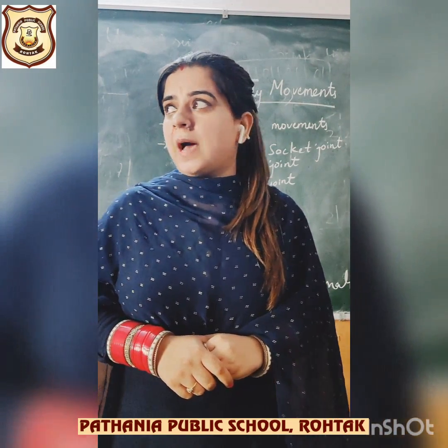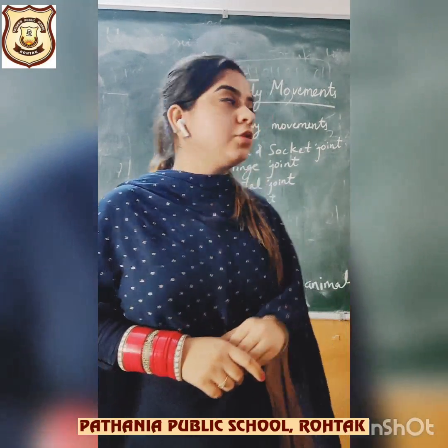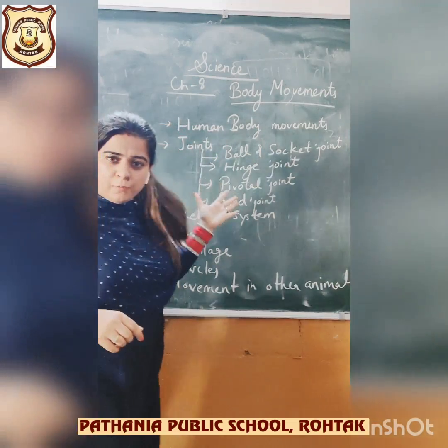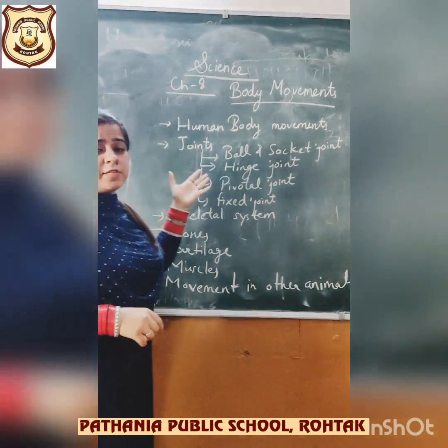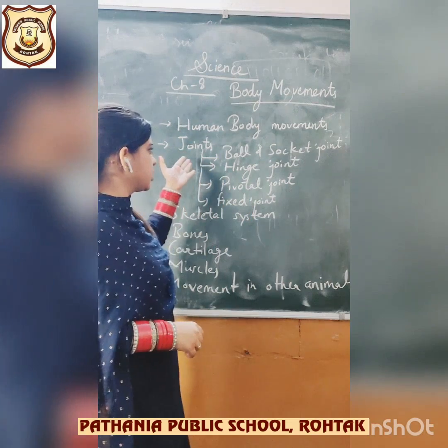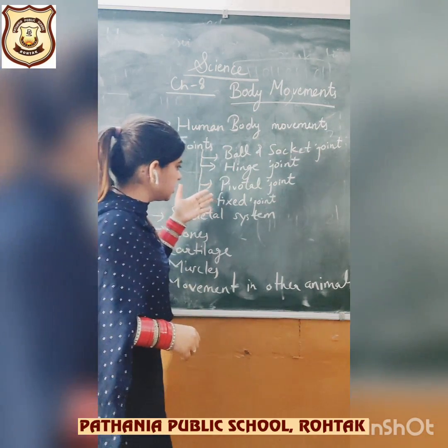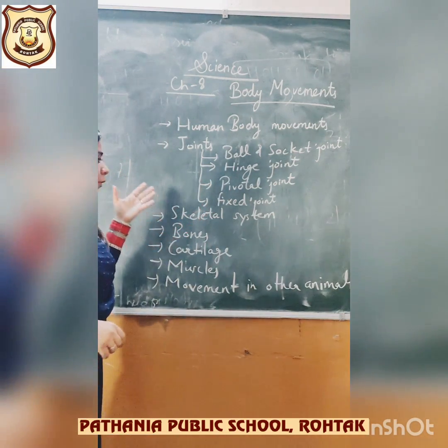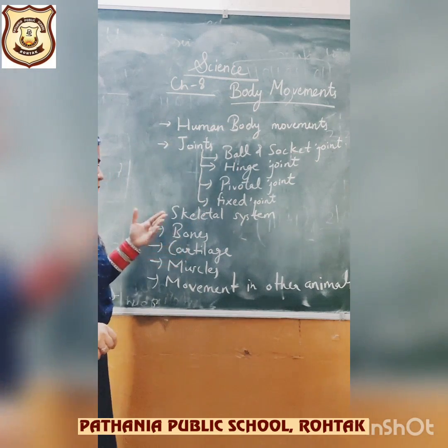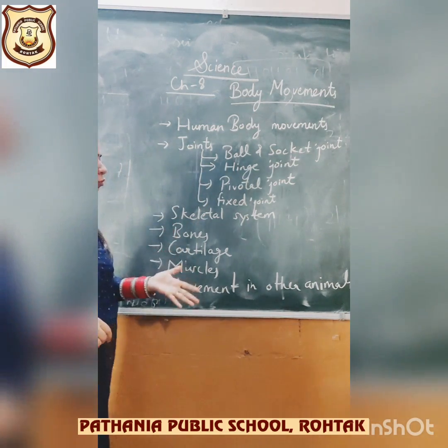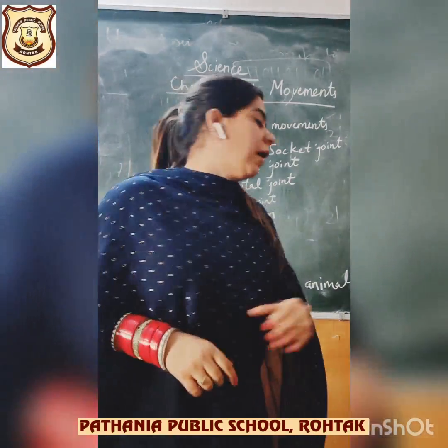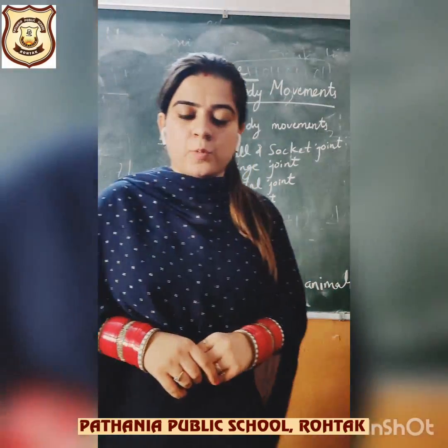So in this chapter, we are going to learn about human body movements and joints, different types of joints. In this section, we will discuss the ball and socket joint, hip joint, pivotal joint, fixed joint. Then we will study about the skeletal system, bones, cartilage, muscles, movement in other animals, right?